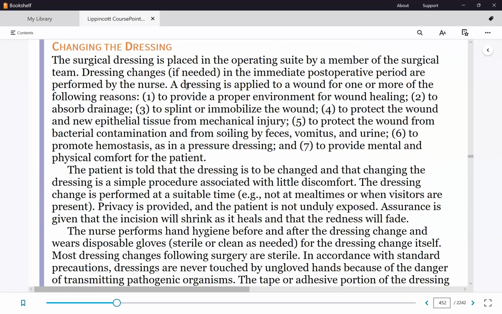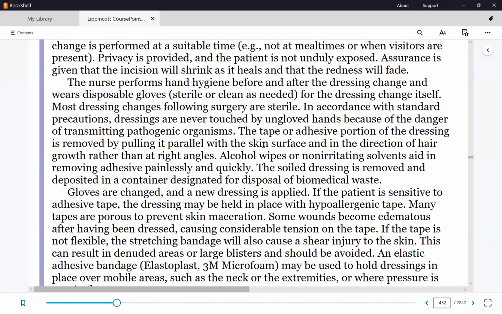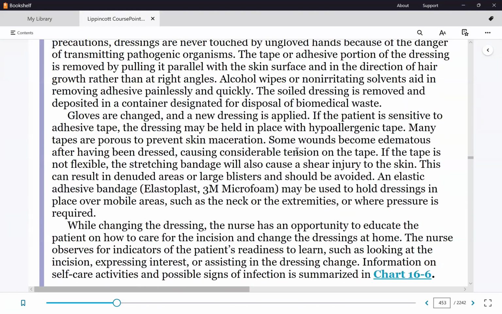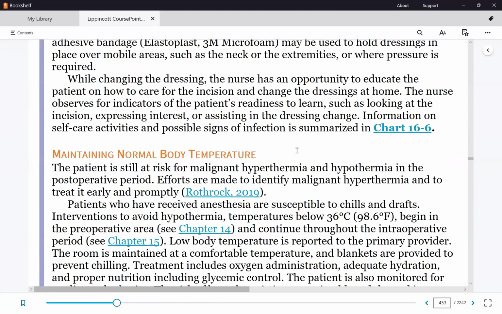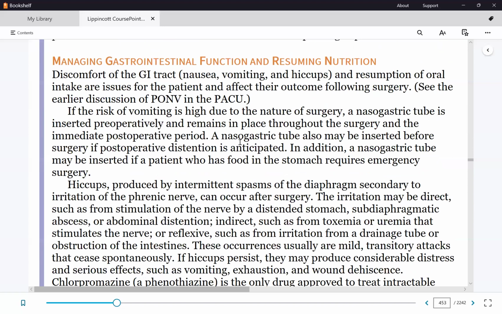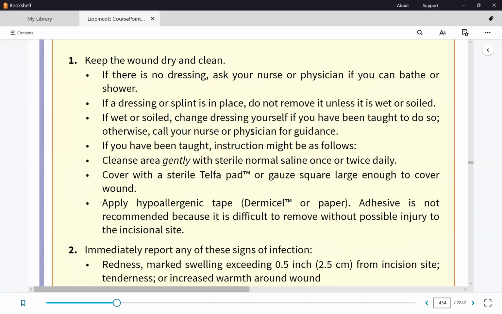So I mentioned earlier, the first surgical dressing is done by the surgical team, unless otherwise told or ordered. Use aseptic technique. Okay, we already talked about the post-op nausea and vomiting. I'll skip that. Here are your discharge instructions for the patient.